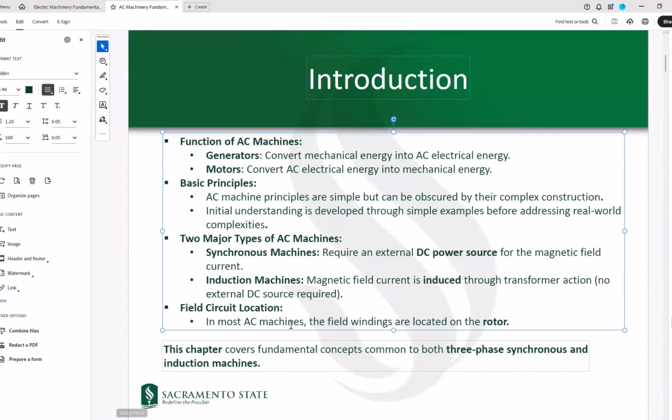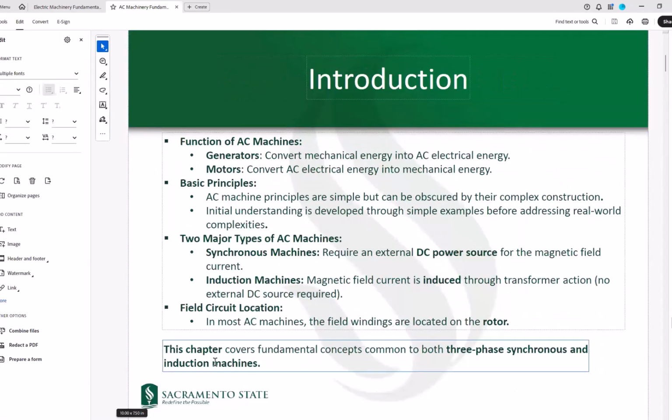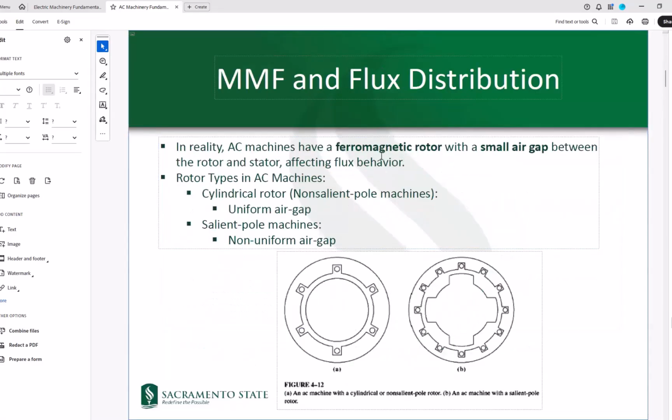The field circuit location is on the rotor in most AC machines. We will be covering the fundamental concepts common to both synchronous and induction machines in this chapter. So let's first talk about the MMF and flux distribution.